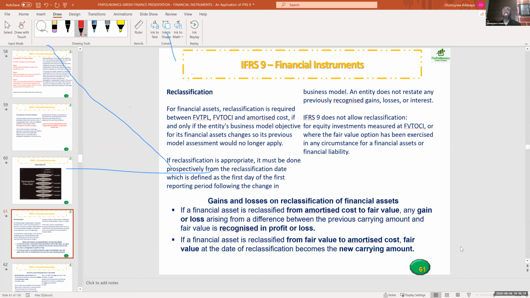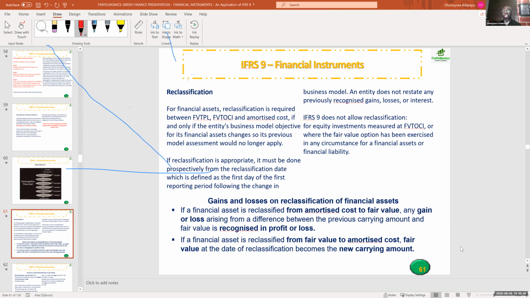The question then is, the fair value might vary from the amortized cost, which means it can be more or less, which results in a gain or loss. How do I report the gain or loss? If a financial asset is reclassified from amortized cost to fair value, such a gain or loss arising from that reclassification will have to be recognized and reported in your profit or loss.